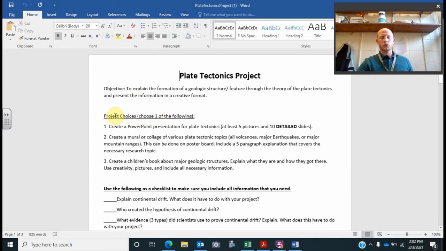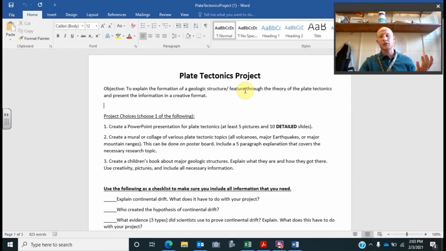The objective here is to explain the formation of geologic structures and features through the theory of plate tectonics, and present the information in a creative format. A geologic structure or feature could be a volcano maybe that you want to do, or a large earthquake, like maybe you want to do the San Francisco earthquakes. Maybe you want to do a famous mountain range that you've always wanted to visit. You always wanted to visit Hawaii, so how the Hawaiian Islands got there. So that's what this is kind of about.